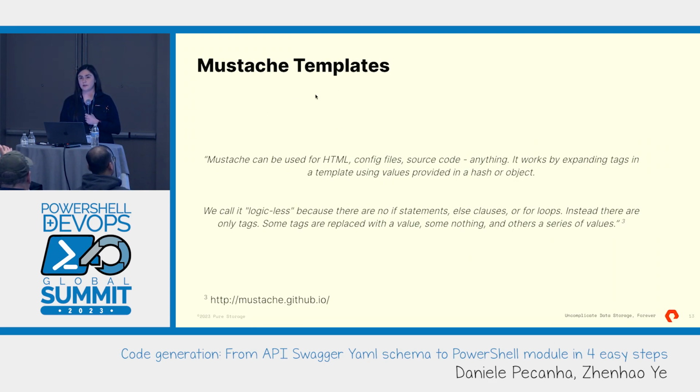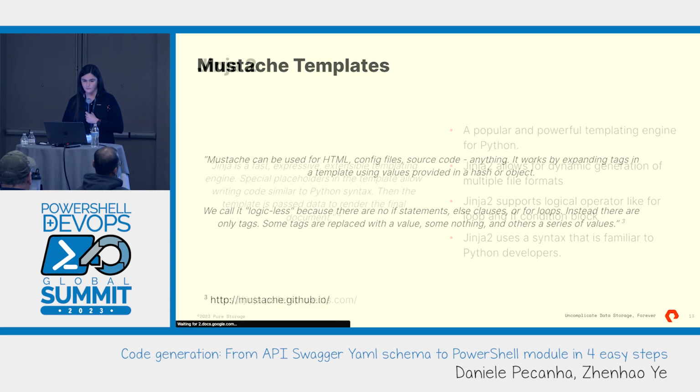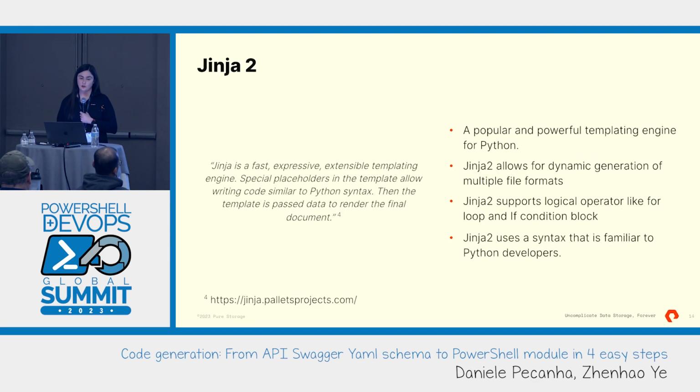Next thing is Mustache templates. That's actually used by the Swagger Codegen. It's a logic-less template. It works basically by expanding tags. So it has some limitations because you cannot do, for example, an if statement or a for loop inside of the template, but you can go through some hoops and do that with tags. And last, Jinja2, which is a more powerful templating engine. That one actually lets you do all this logic, the ifs and for loops, and gives you more flexibility in how you handle your templates.